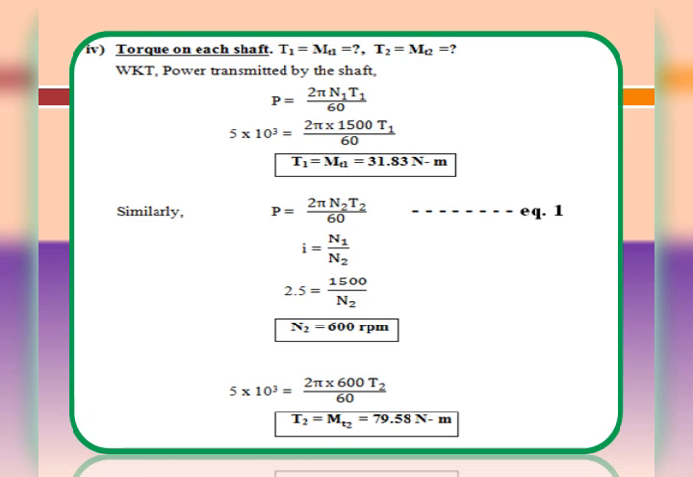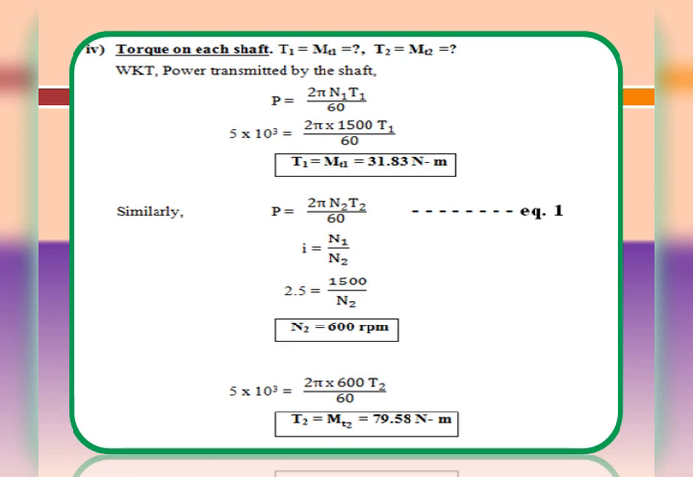Here the speed of the pinion is given as 1500, and the power to be transmitted is given as 5 into 10 to the 3. We will substitute the same. By simplifying that, we get the torque on the pinion shaft T1, which is MT1, equal to 31.83 Newton meter. If you want it in millimeters, then we need to multiply by 10 raised to 3. Similarly, by using another equation, P is equal to 2 pi N2 T2 divided by 60.